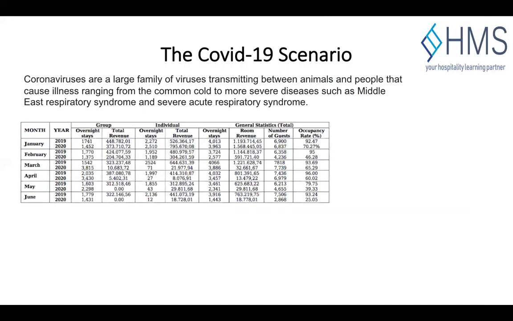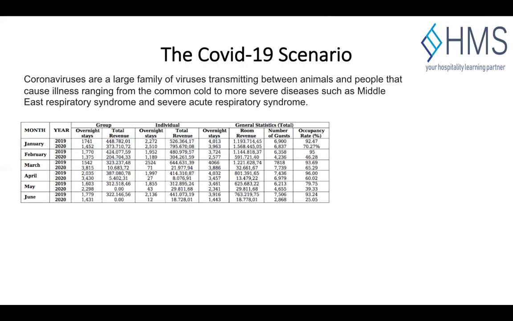Now, let's take a look at a comparative analysis between the years 2019 and 2020. In the year 2019, in the month of January, say for example, there were more overnight stays, there was more revenue, there were more individual guests checking into the hotel. However, in 2020, there's been a significant drop.